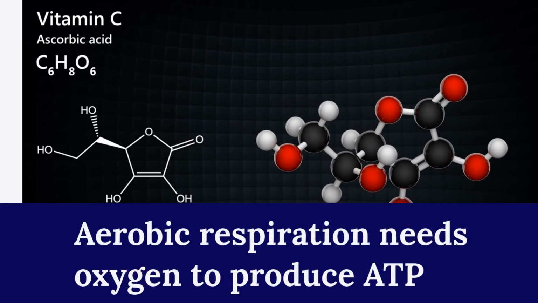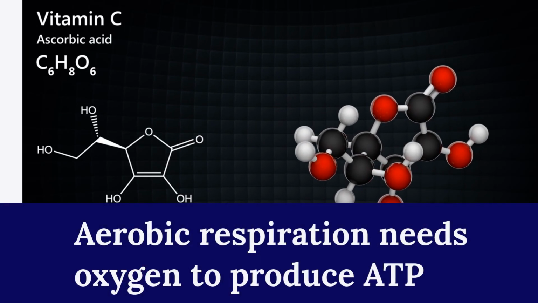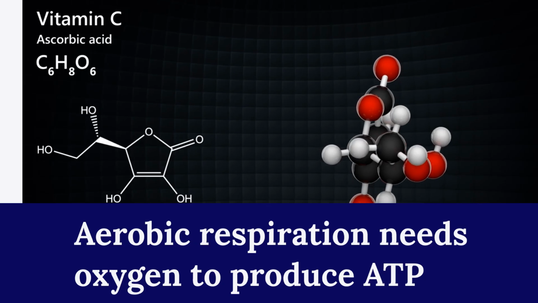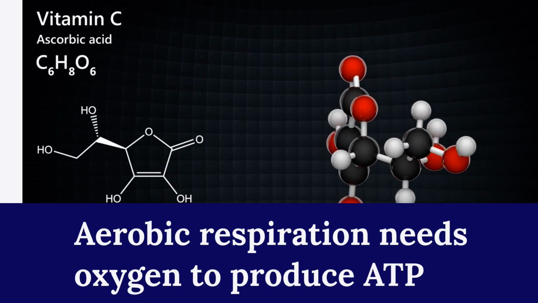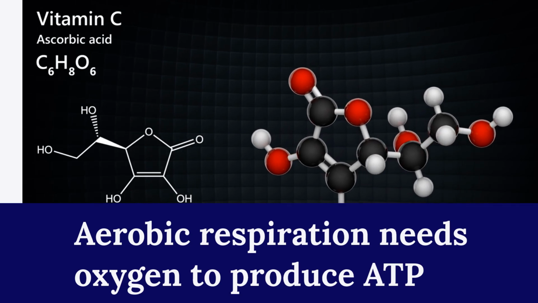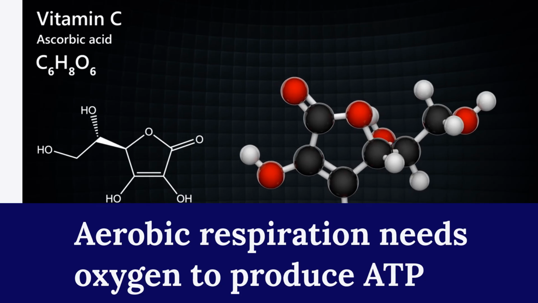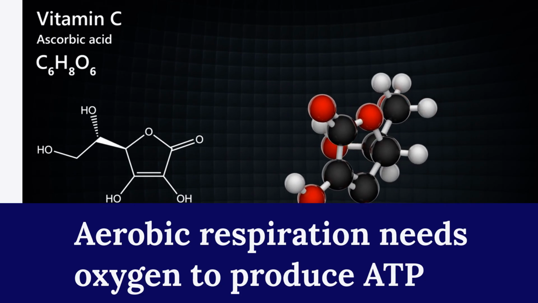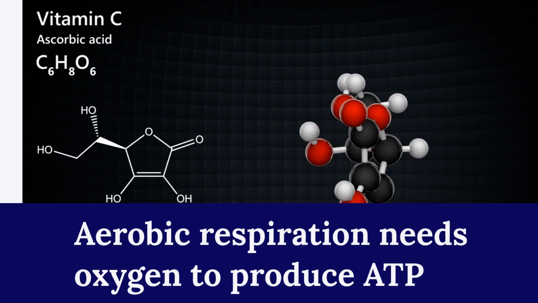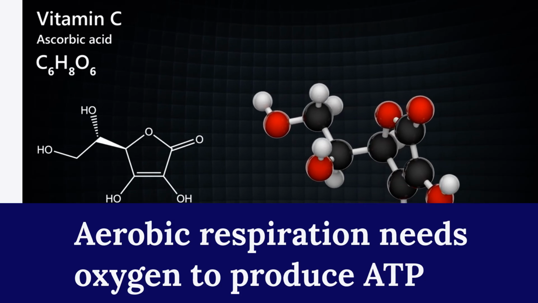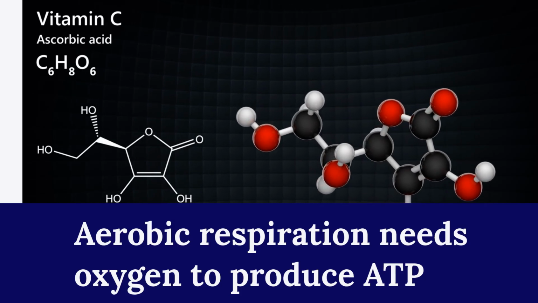Aerobic respiration involves glycolysis, the Krebs cycle, and the electron transport chain. Glycolysis occurs in the cytoplasm, breaking glucose into pyruvate. The Krebs cycle happens in the mitochondrial matrix, oxidizing pyruvate to carbon dioxide. The electron transport chain generates ATP in the inner mitochondrial membrane. Oxygen is crucial for this process.